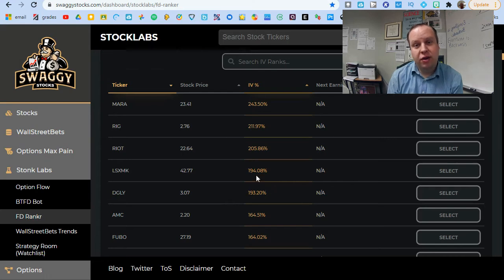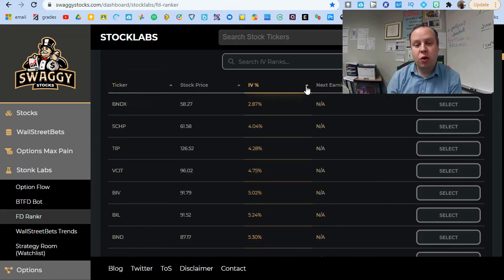For instance, yesterday I sold a cash secured put for MARA because the implied volatility was very high. The stock price was about $23.41, and I sold cash secured puts at 18, which is quite a bit lower than what the current price is. That doesn't necessarily mean it's very safe, however, because the implied volatility is very high.